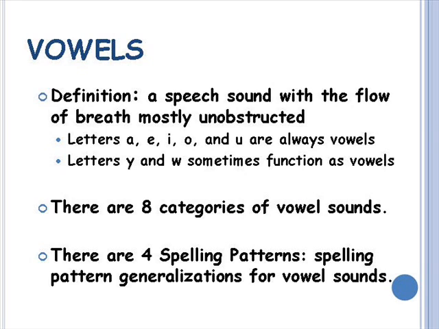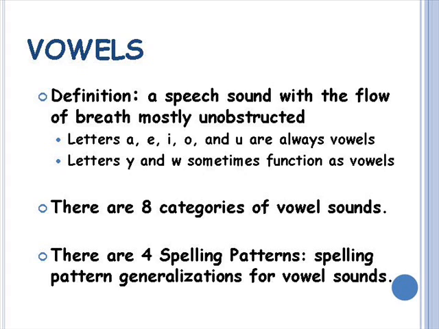There are 19 vowel phonemes. By definition, vowels are speech sounds with the flow of breath mostly unobstructed. The letters A, E, I, O, and U are always vowels. The letters Y and W sometimes function as vowels. There are 8 categories of vowel sounds.